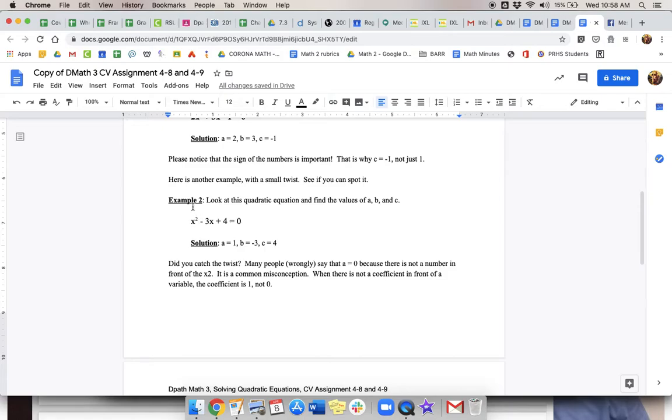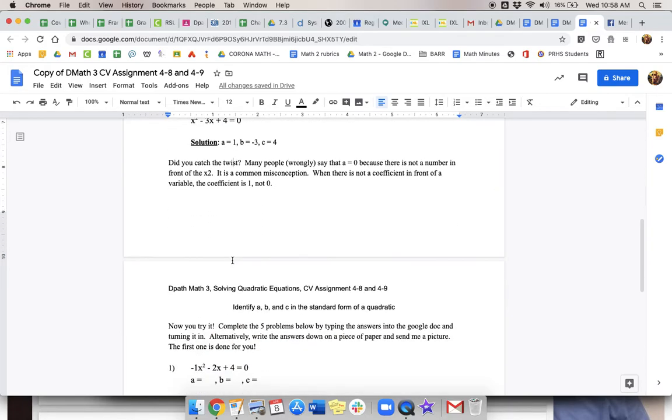In another example down here, looking at this quadratic equation, there's no number in front of the x squared. That means that a equals 1, not 0. It's a common misconception that if there's no number in front of the variable, then that number is 0 because you can't see it. That's not true. It's 1. And also in this case, b equals -3 and c equals +4.